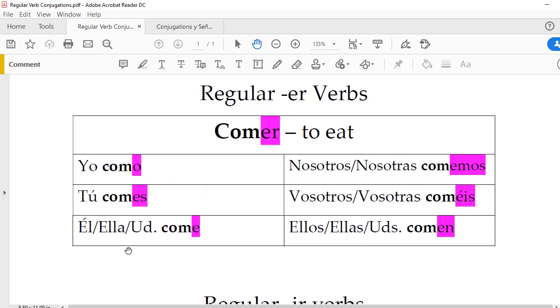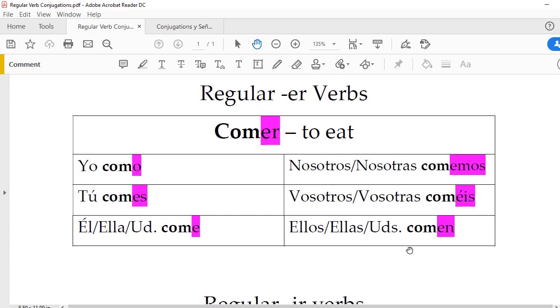Él come, ella come, usted come. He is eating, she is eating, you, sir or ma'am, are eating. And that is just E as the ending. Nosotros comemos. A group of ladies would say nosotras comemos. EMOS is our ending. Vosotros coméis. Vosotras coméis. That's you group of people, you're all eating. E with an accent again. I-S is the ending. Ellos comen, ellas comen, ustedes comen. EN is our ending there.